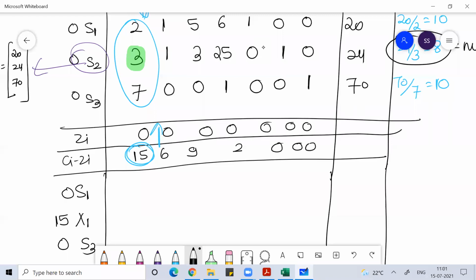Divide all the elements of S2 by the pivot element. Your pivot element is 3. So 3 divided by 3, 1. 1 divided by 3, 1 by 3. 3 divided by 3, 1. 25 divided by 3, 25 by 3, 0. 1 by 3, 0. 24 divided by 3, 8. That's it. So you got the X1 value.